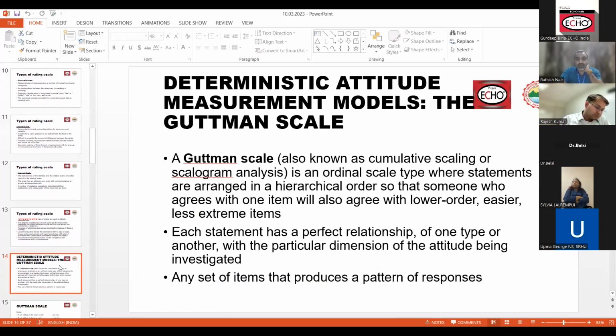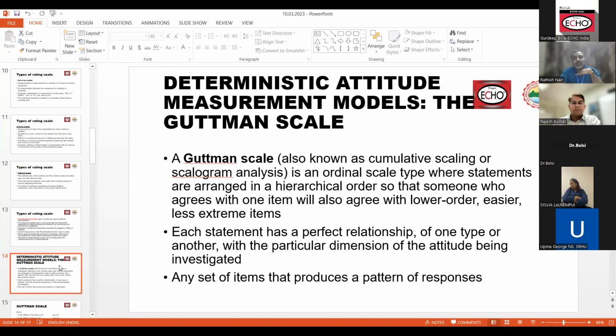Deterministic attitude measurement models: the Guttman scale. The Guttman scale, also known as cumulative scaling or scalogram analysis, is an ordinal type scale where statements are arranged in a hierarchical order, so that someone who agrees with one item will also agree with lower order, easier or less extreme items. We'll have an example in the following slide. We are going to arrange these statements in hierarchical order, that is, lower, easier or less extreme items. The items are arranged based on how extreme they are.